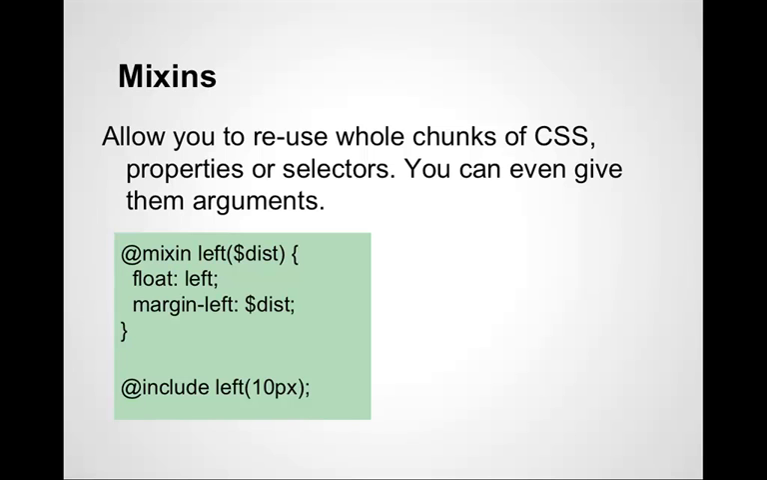And so what I'm doing here is I'm defining a mixin, that's what @mixin is, and the mixin is called left, and I'm giving it an argument that's available called dist for distance. And inside that mixin, I have float left and margin left with whatever that distance is. So down below, I'm including my left mixin and giving it 10 pixels. And when that gets compiled, actually I don't have the compiled example, but what it would be is float left, margin left, 10 pixels.